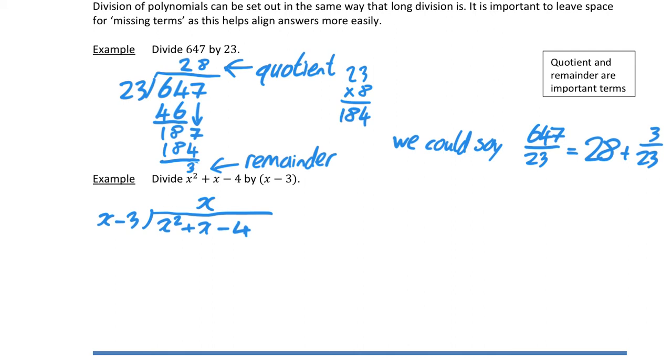And then what you have to do, so what we did here, when we said up here, we said 23 goes into 64 twice. We then did 2 times 23, and you put that in below. So now what we're going to do is x times this whole thing. So this is where the minus 3 now comes into play. It's x times this whole thing, x minus 3, and we're going to put that in here. So x minus 3 times x is going to give you x squared minus 3x, and then we're going to put a wee line.